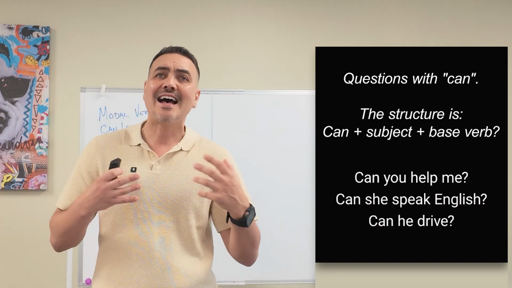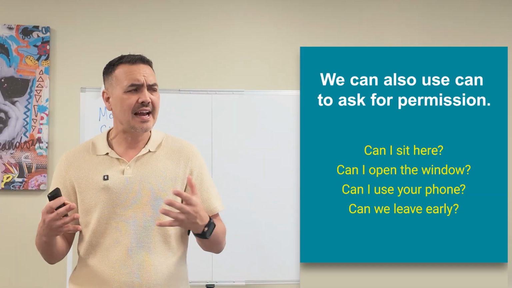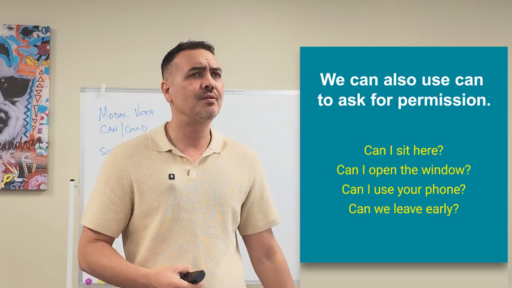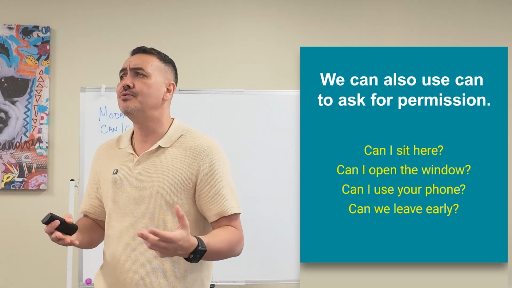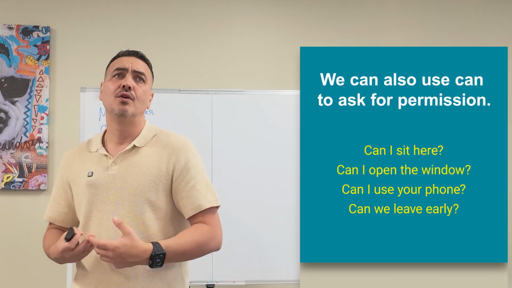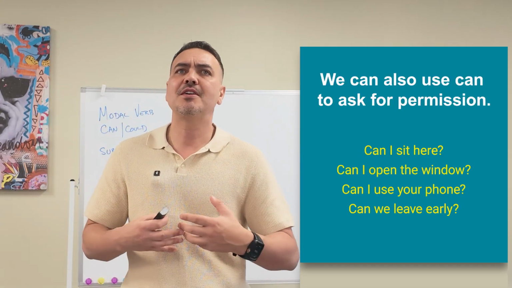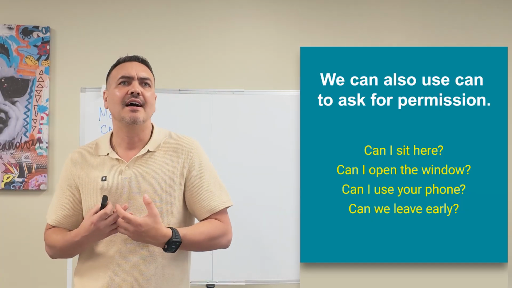And we also use can to ask for permission when we want to do something, okay? Permission means asking if something is allowed. For example, can I sit here? Can I open the window? Can I use your phone? Or can we leave early? These are common questions in everyday English, okay?